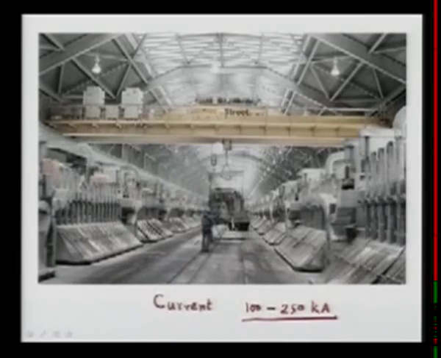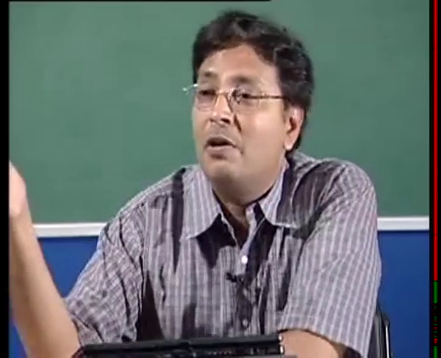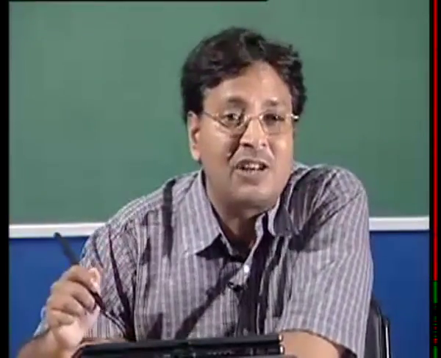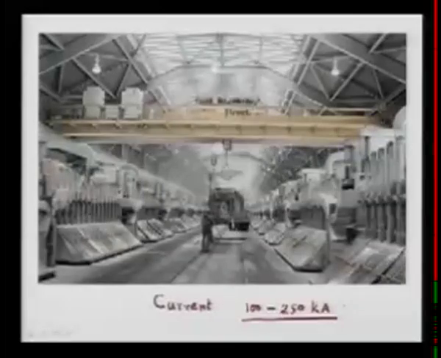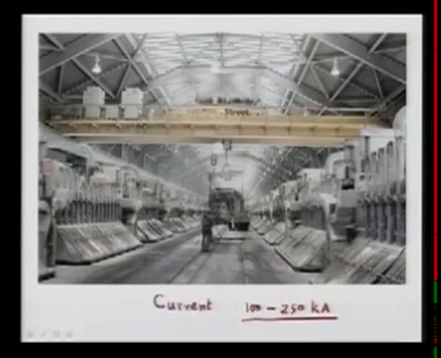This is to give you a little feel: with the regular power supply, what you see in the houses is hardly 5 amperes or 15 amperes, but the kind of electrical energy that we need to produce the aluminum is a huge amount of energy. So the current supply is here.